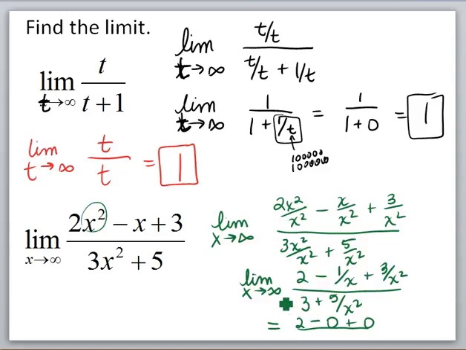Down here, the limit as x approaches infinity of 3 is 3, plus the limit as x approaches infinity of 5 over this really big number. 5 divided by a really big number would approach 0. So that means that my limit is 2/3. That would mean that my horizontal asymptote equation would be y equals 2/3.